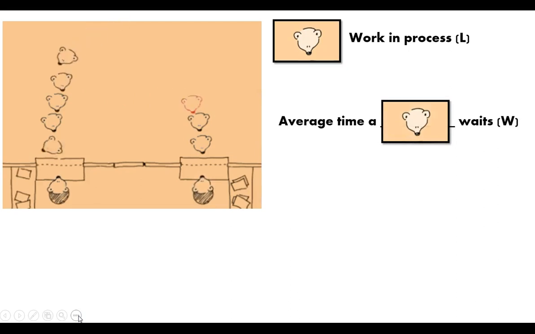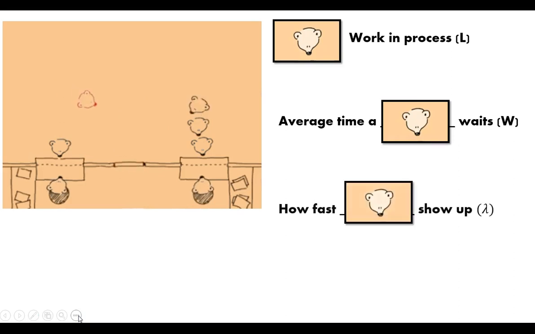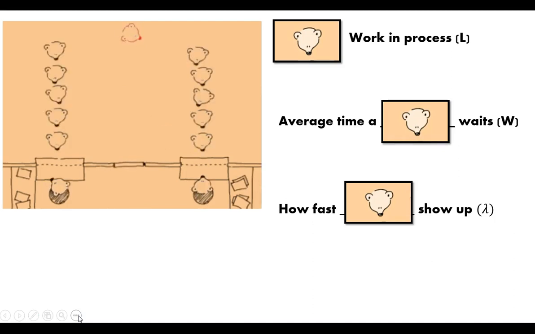Also keep in mind that there's an average wait time, regardless of how fast or slow the line starts to move up and all the stutters and stops. There's an average wait time that each bear is sitting in that queue, so we'll call that variable W. And then the last of these three key variables I want you to keep track of is how fast the bears actually enter into the process. How fast do they show up? We'll call that lambda.